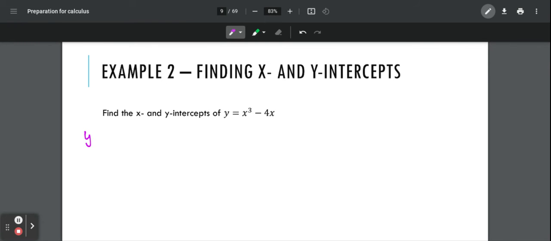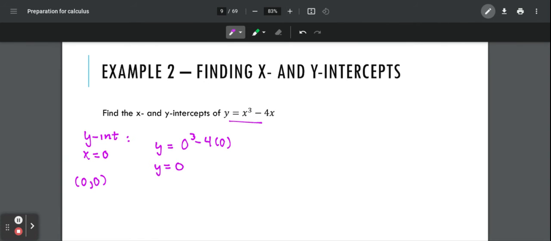So if we start with the y-intercept, your y-intercept is going to be when your x is 0. So if we plug a 0 in for x into this equation, we would just get y equals 0 cubed minus 4 times 0. So we would get that our y-intercept is 0. And if x is 0, then we know that we have the origin as one of our intersection points.